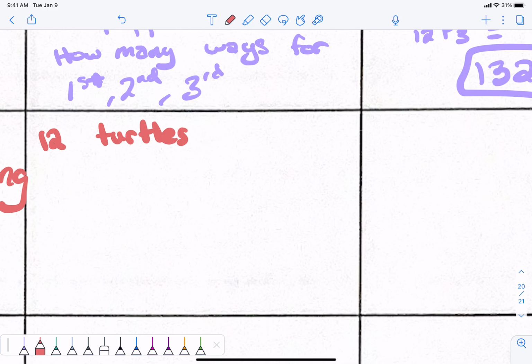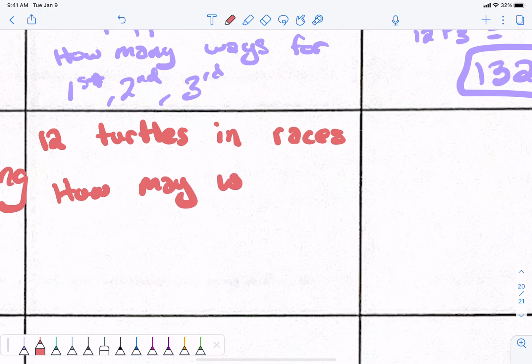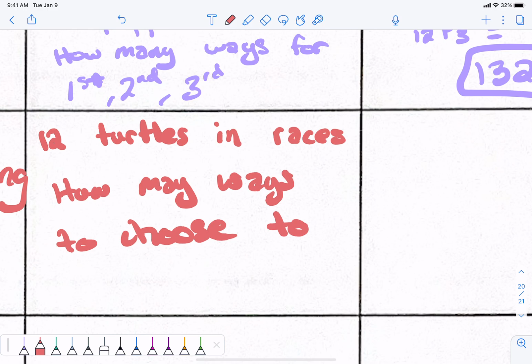12 turtles in a race. I abbreviate a lot. Do you guys understand my abbreviation stuff? 12 turtles in a race. How many ways to choose the top 3?